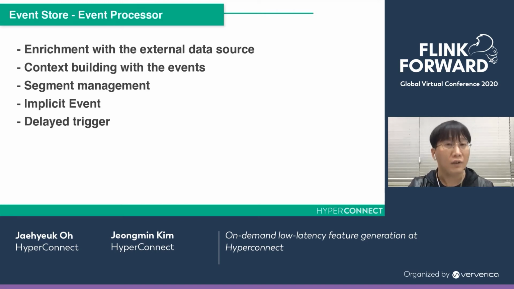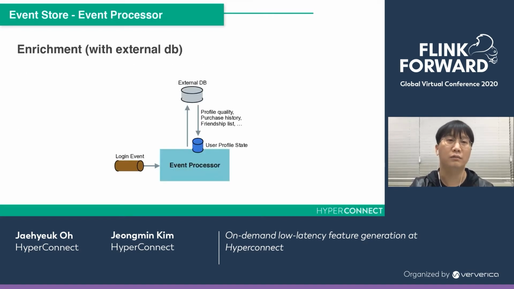And there are 5 key functions in the event processor. I will describe the details and applications for each function. At first, the event processor supports the enrichment function to get the user's profile that is only stored in the external database. For fetching the row, the event processor asynchronously calls the query and receives the results. This profile information is stored in the user profile state and then used whenever the user's next event comes.